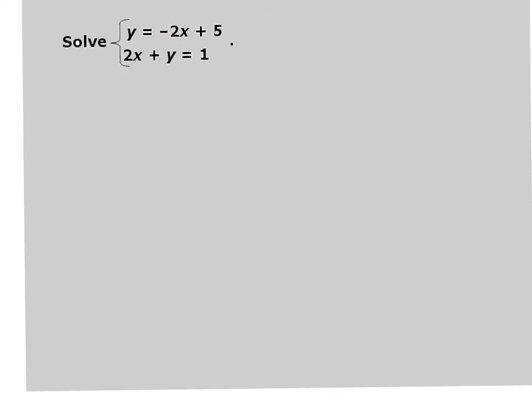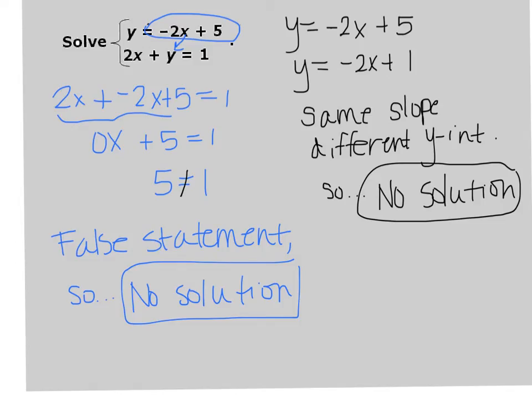Why don't you try this one on a piece of paper, press pause, and come back and see how you did. And here's the answer for you. No matter which way you solved it, whether you chose to just compare slopes and y-intercepts, or whether you solved it algebraically, your answer should be no solution.